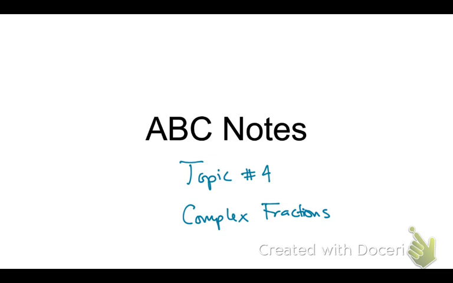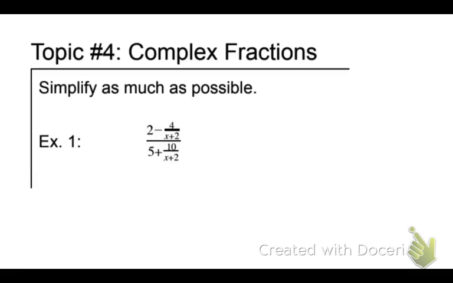Let's start with looking at example 1. In example 1, we have 2 minus 4 over x plus 2 in the numerator, and then 5 plus 10 over x plus 2 in the denominator. I'm going to start by looking at the numerator and finding a common denominator between both terms in order to make it a single fraction.